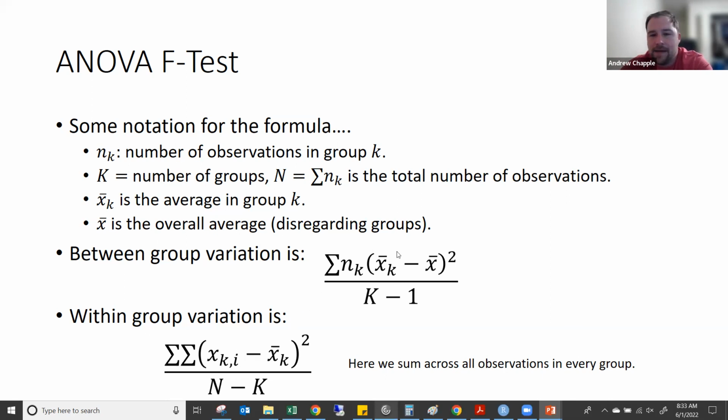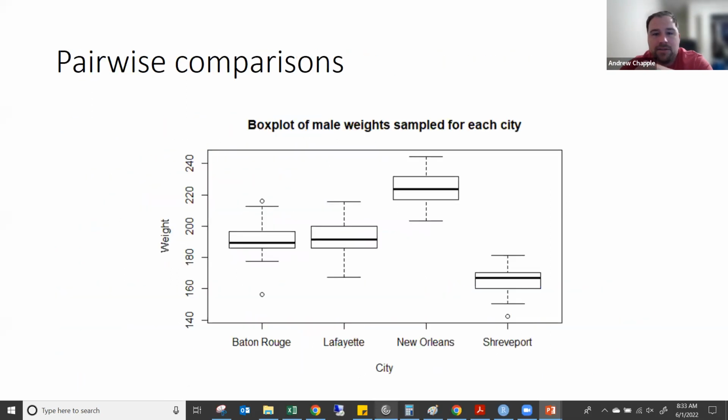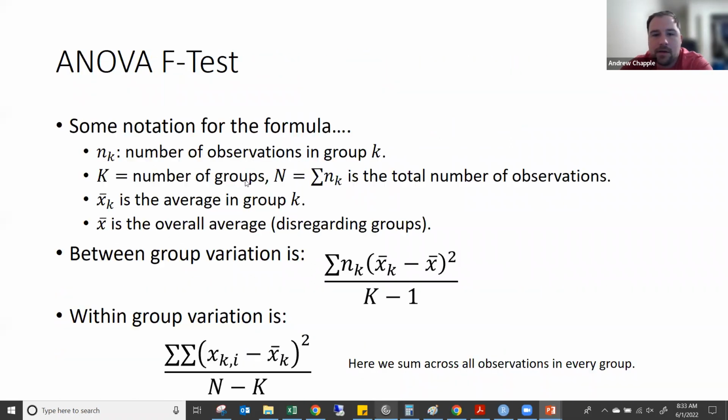So the way to think about it here is this X bar K minus X bar. This is how much the means in each group vary from the overall mean. So you can imagine, it's like assessing the difference between this line and what would happen if you just pulled everybody together. So that's how much each group varies from the overall population mean. And this within group variation is basically, within each group, how much does each data point vary from its mean within each group?